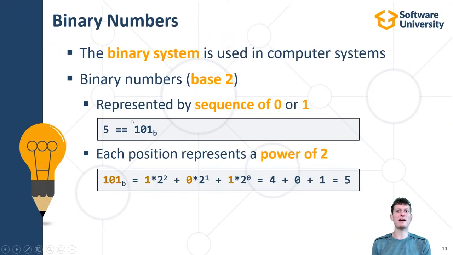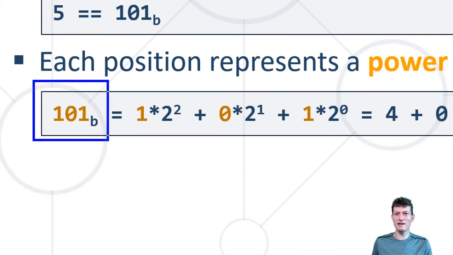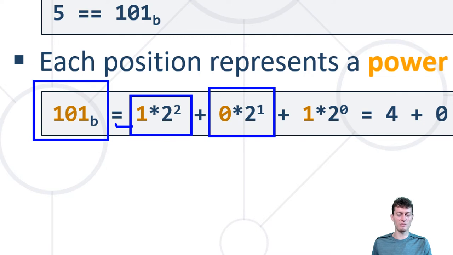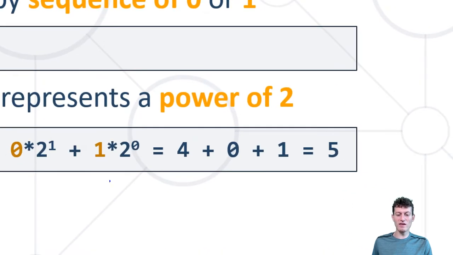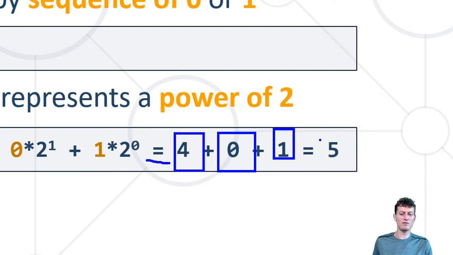Each position in a binary number corresponds to a different power of 2, starting from 2 to the power of 0 for the rightmost position, continues with 2 to the power of 1 for the position on its left, then with 2 to the power of 2 for the position on its left, etc. Let's see an example. 101 in binary is equal to 1 multiplied by 2 raised to the power of 2 plus 0 multiplied by 2 raised to the power of 1 plus 1 multiplied by 2 to the power of 0, which is equal to 4 plus 0 plus 1, which is equal to 5 in decimal.